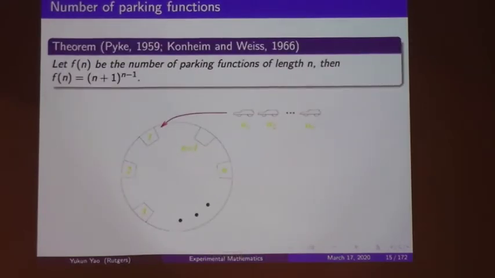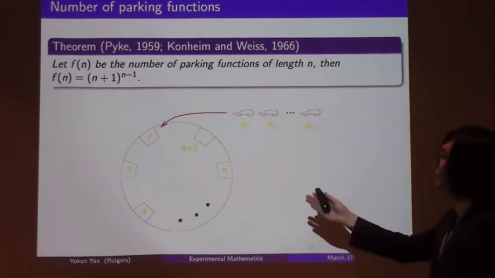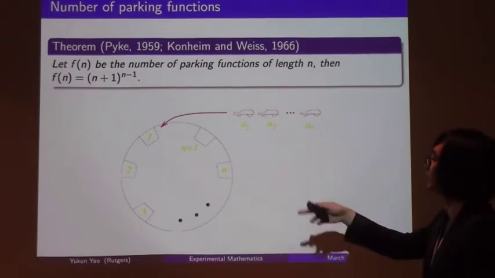So naturally, we'd like to ask how many parking functions there are of length n. The number is (n+1)^(n-1). And there is a very classical proof. Let's arrange n+1 parking spaces in a circle.